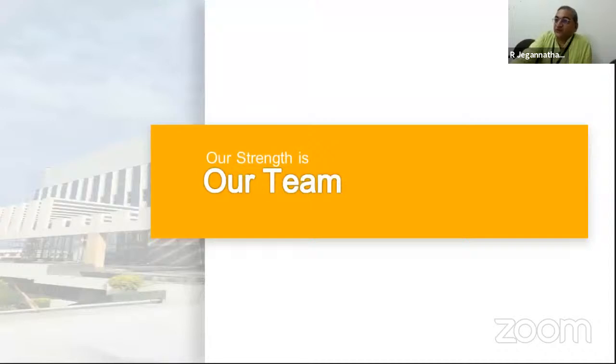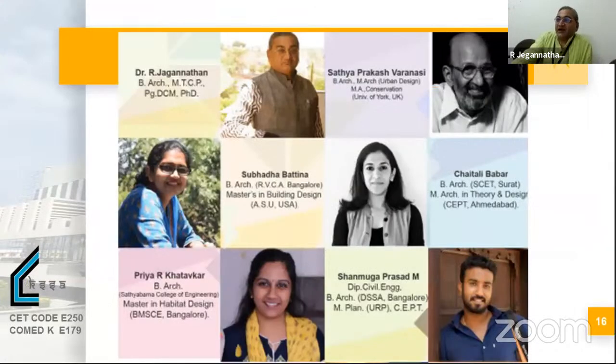Coming to our core strength, our team of faculty members. I'm Jagannathan, the principal of the school since its inception. I did my architecture from MIT Manipal, my post-graduation in Town and Country Planning from Anna University, Chennai, and post-graduation in Construction Management from NICMAR, Pune. I did my PhD in Vastu Shastra from the University of Madras. We have a very dedicated core team of faculty supported by architect Satyaprakash Varanashi.